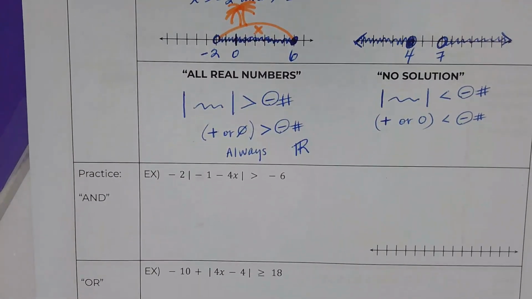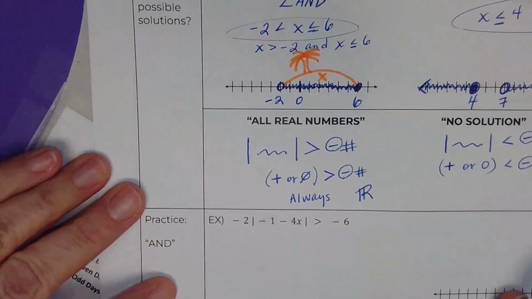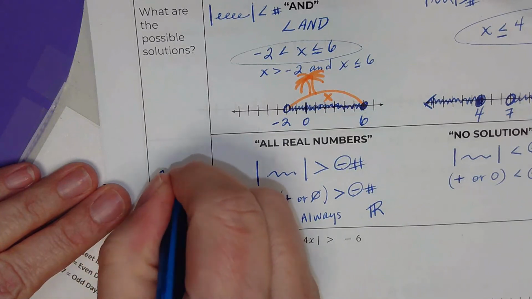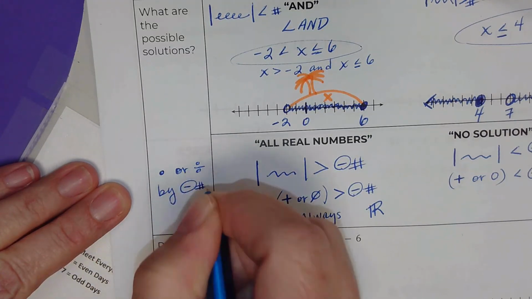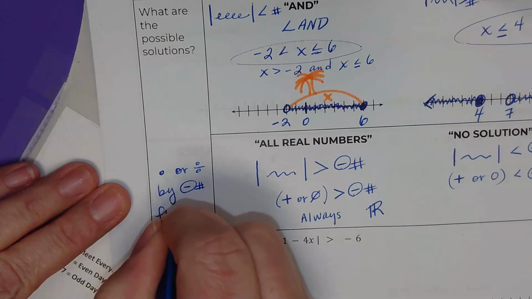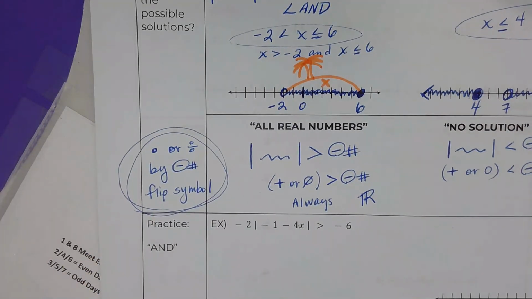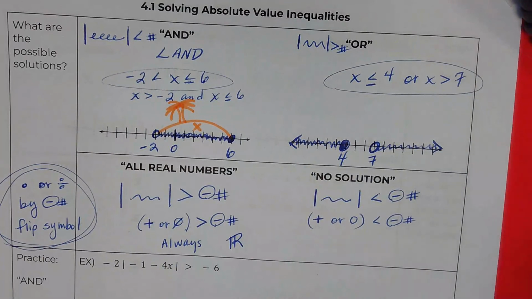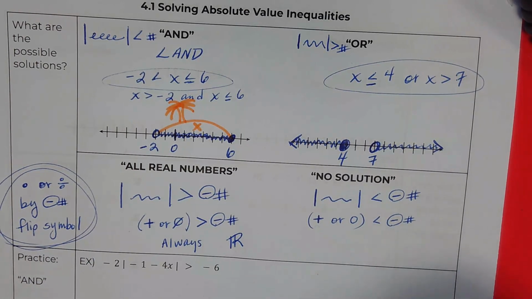I'll work out these practice problems and post them on Canvas. But for these 4 practice problems, really the only difference in solving compared to solving equations is that if you multiply or divide by a negative number, your inequality symbol flips. Otherwise, solving these equations works the same way. And these are your possibilities. You have an "and", you have an "or", you have all real numbers, or you have no solution. You can look on Canvas to see these 4 example problems worked out.